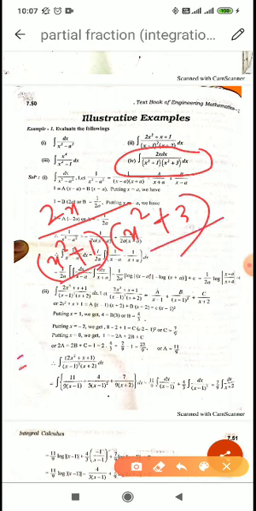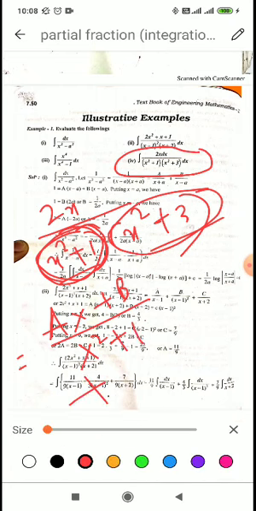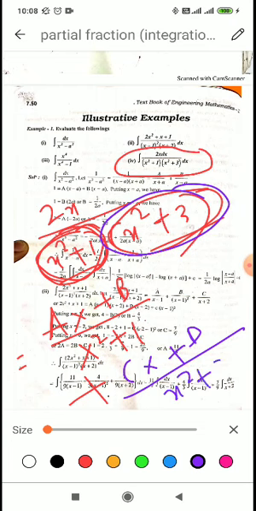These two are completely different, so for this one we can go for ax plus b, and for this one we can go for cx plus d, because these two are different. Why have we taken ax plus b? Because this is in quadratic form, which we studied just a little while ago. So this is ax plus b by x square plus 1, one term, and for the other term we can say cx plus d by x square plus 3.